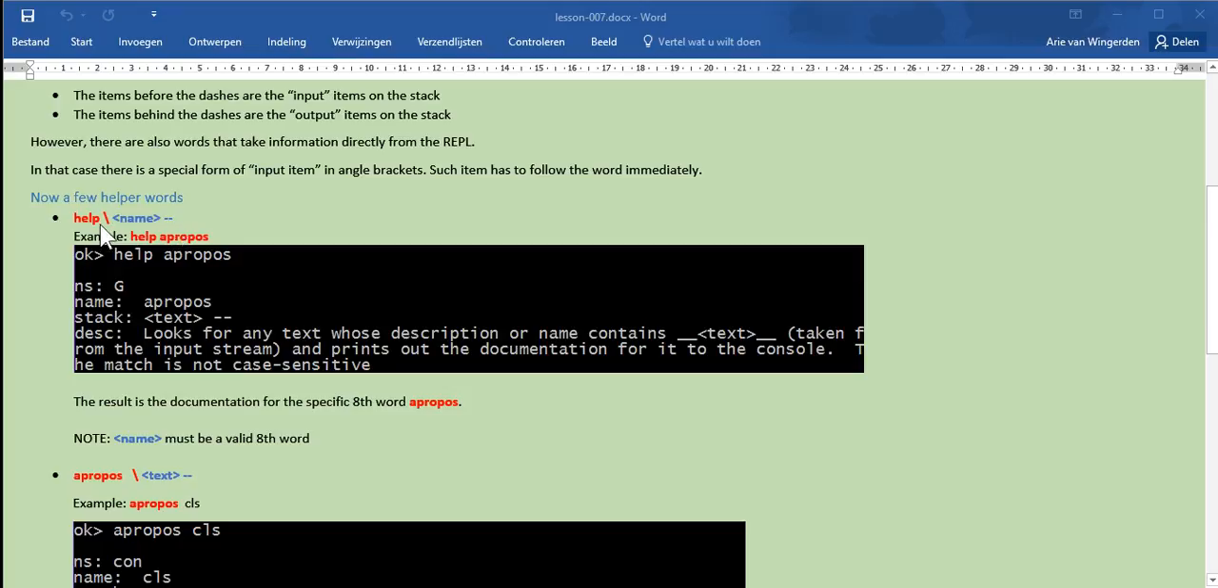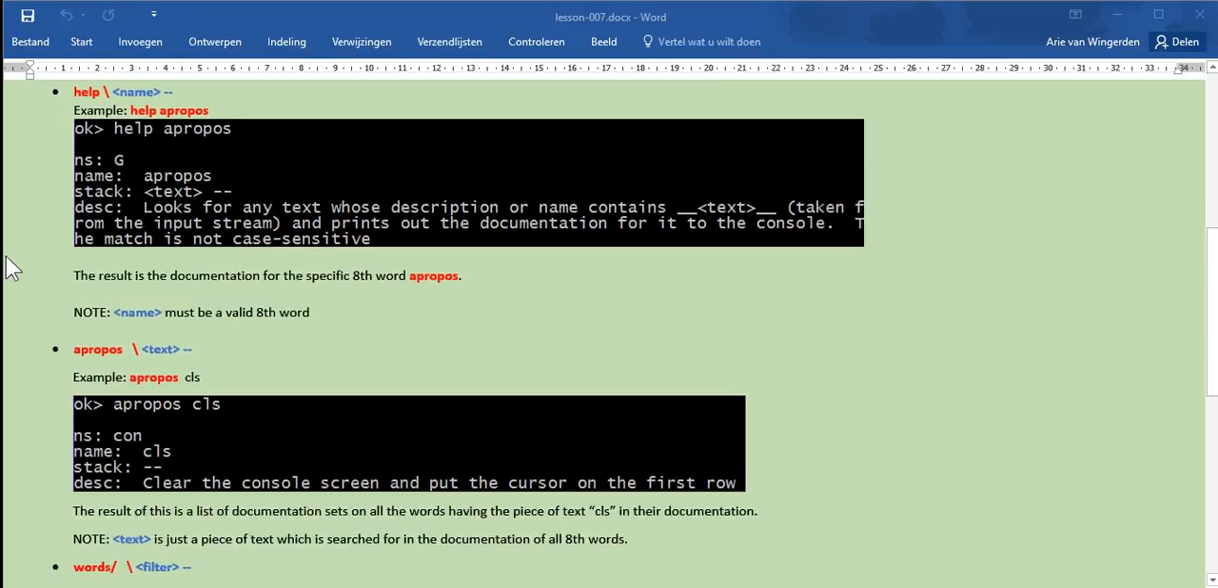then this is the stack effect diagram. You see name in angle brackets, and that's the input. And that means that when you invoke help, right after help there's an argument or a parameter which you should put after it. In this case, I ask for help on the 8th word apropos, and the output tells you all about it. It says that the namespace for apropos is G, the global namespace.